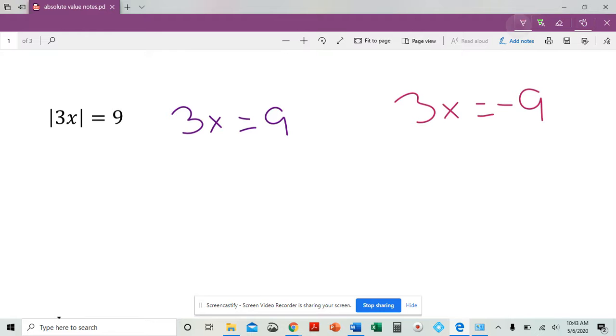And then we need to solve for both of these. So we're going to have two separate answers that x could possibly be. So 3 times x, in order to get rid of 3 to isolate our variable, we have to divide both sides by 3. And we're going to get that x equals 3.